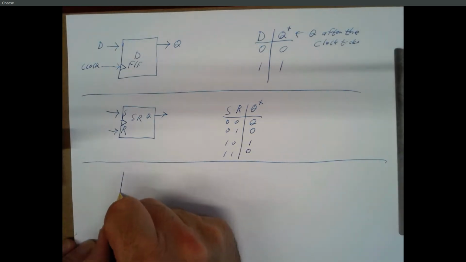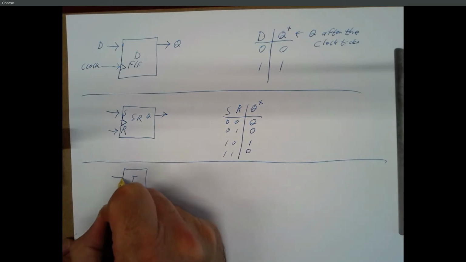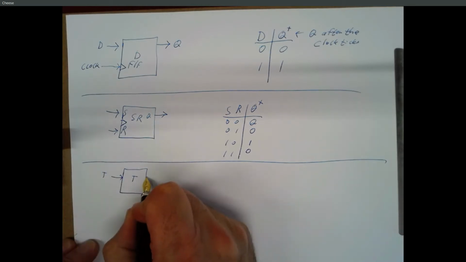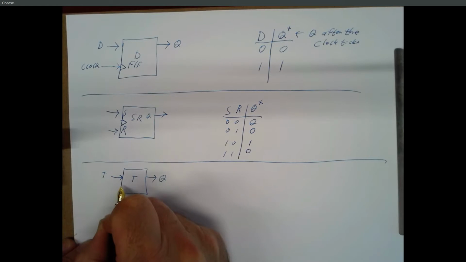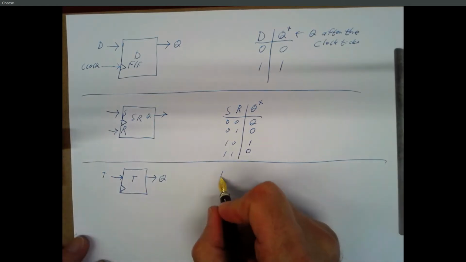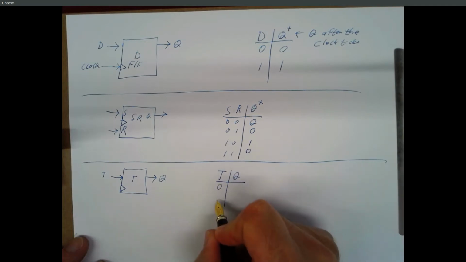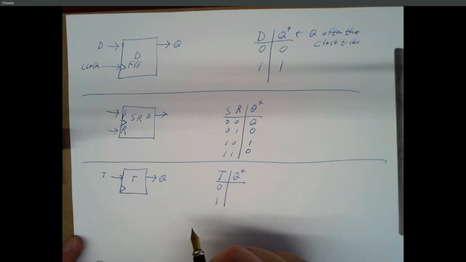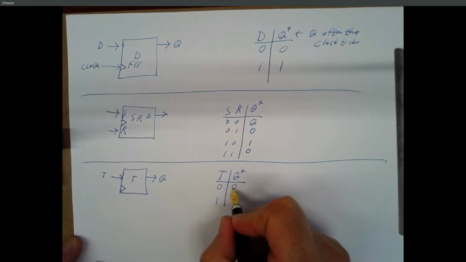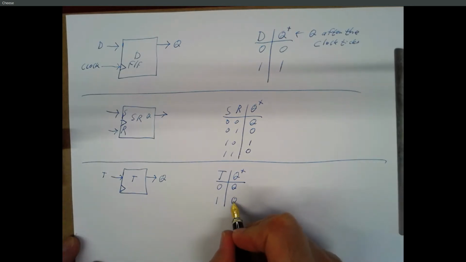Okay, the toggle flip-flop has a toggle input and has a Q output and the usual clock. So if T is 0, what's the output? What's the value of Q after the clock tick? Q. It's still Q, it doesn't change. And if T is 1, Q bar toggles.